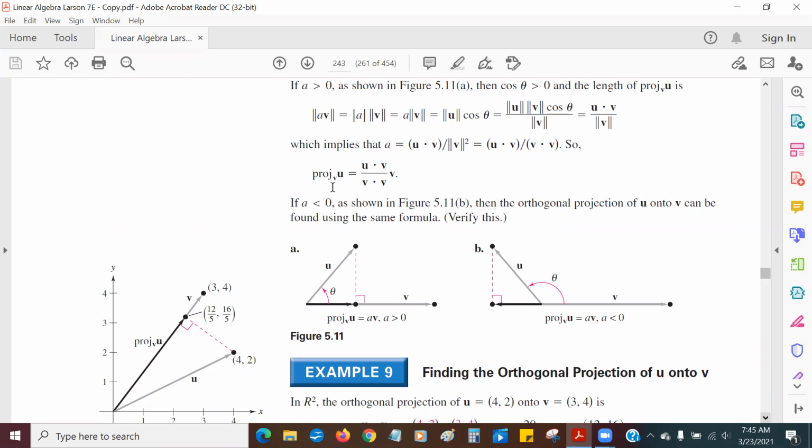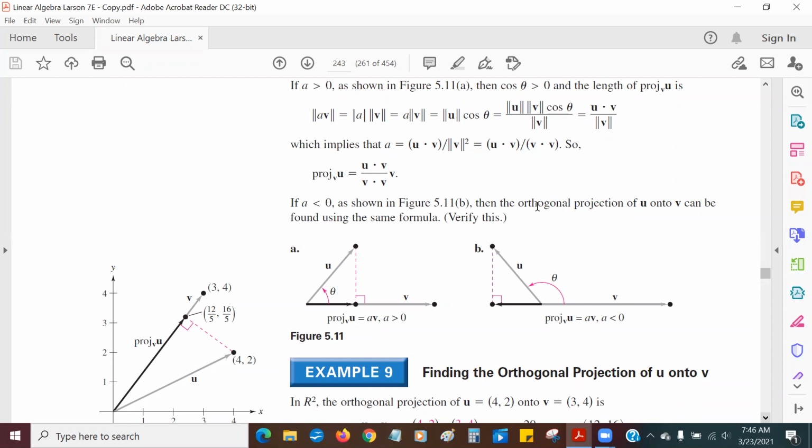So the projection onto V of U is U dot V over V dot V times V. Where did that V come from? Because that's the AV. And A is U dot V over V dot V. All we're doing is replacing the A. Now that's all if A is positive.